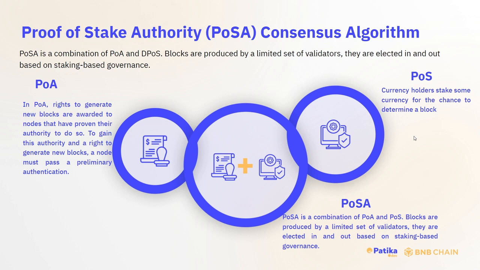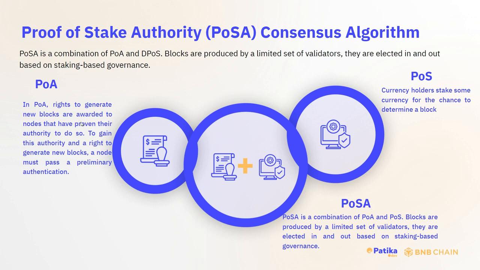So what is proof of stake authority consensus algorithm? Proof of stake authority is a combination of proof of authority and delegated proof of stake consensus algorithms. Blocks are produced by a limited set of validators. They are elected in and out based on staking-based governance. Here, we have proof of authority and we have proof of stake, and their combination is proof of stake authority consensus algorithm.